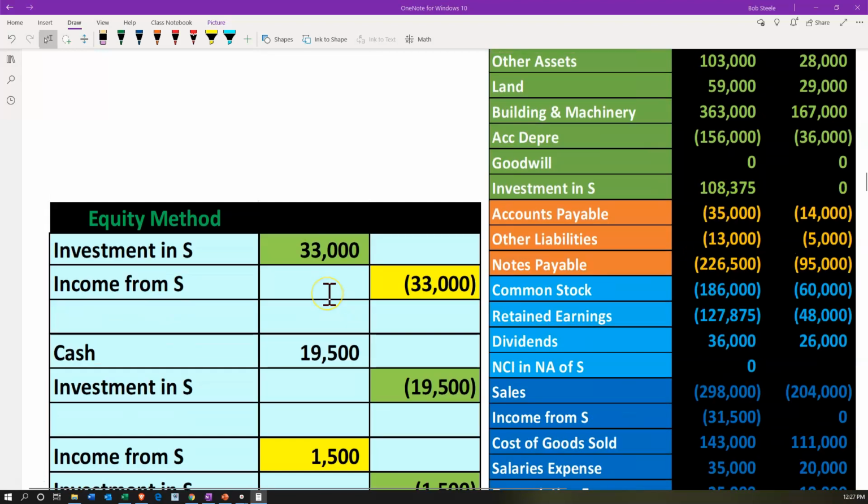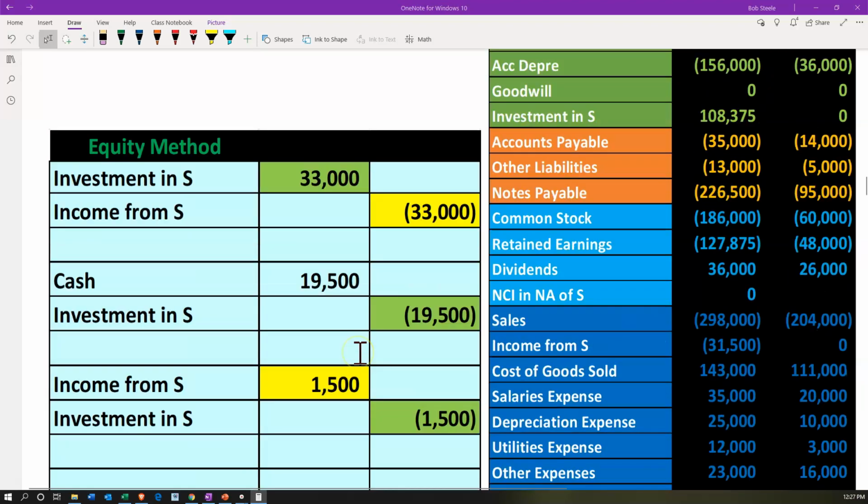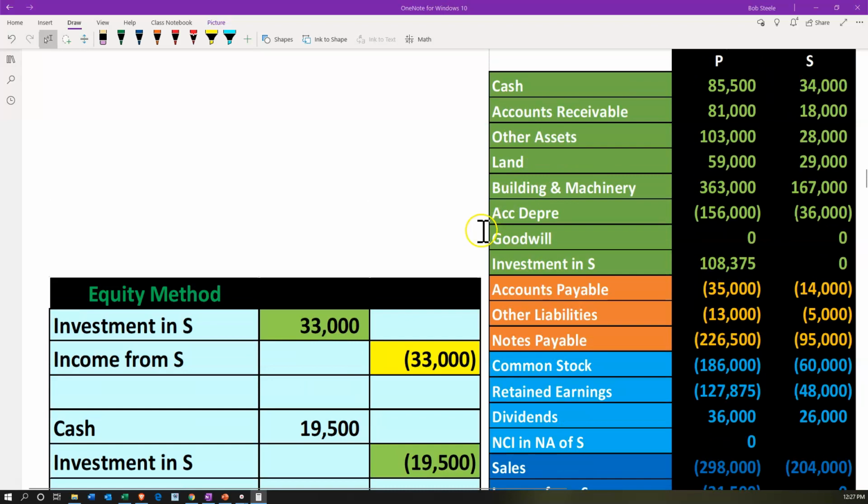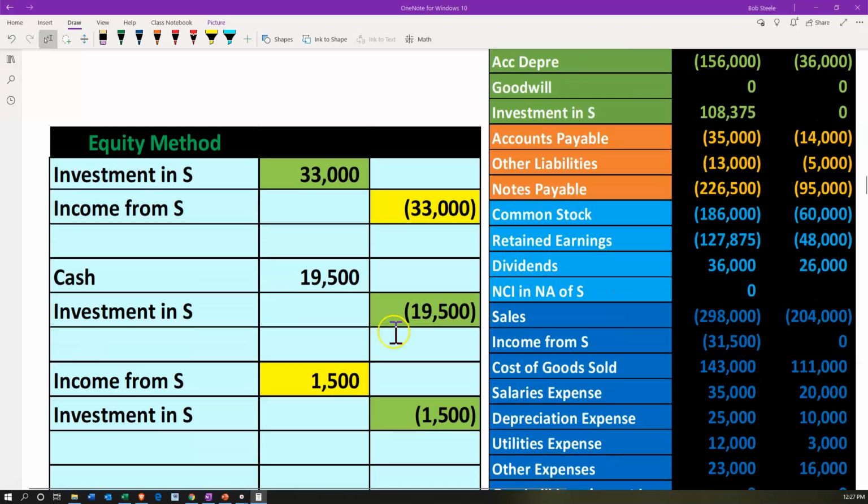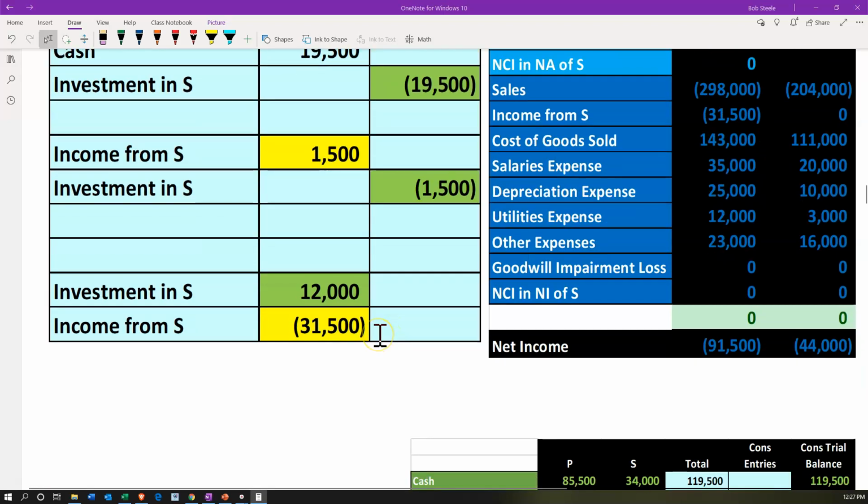The green ones are going to be the investment accounts. This 12,000 does not match the 12,000 that we have here. We don't have 12,000 there, in other words, because this represents everything that happened since the point in time that the purchase took place. That was 2 years ago, and we're only calculating here for the current year. But this number, the 31,005, does match what we have over here.